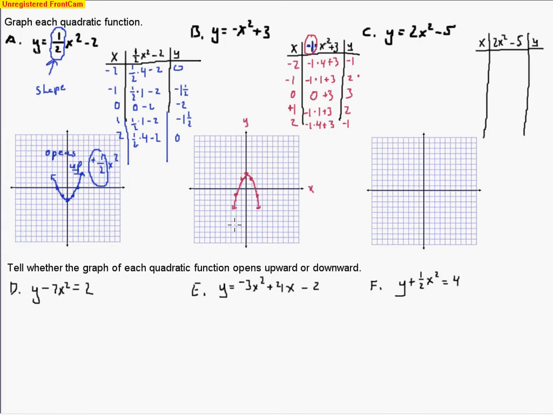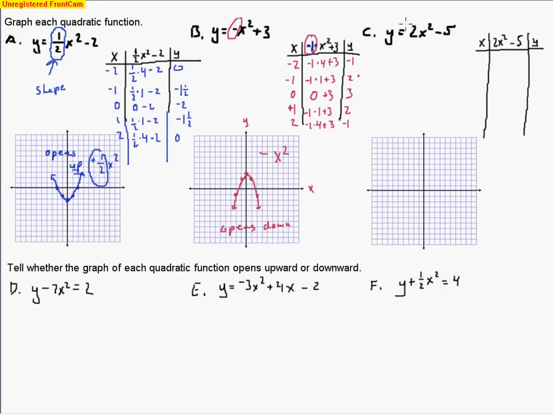And the reason this one opens down is because of what is happening to the x squared term. And what is happening? Well, it's being multiplied by this -1 right here. So whenever it's a negative x squared, that's going to end up forcing this to open down, because we're going to end up always taking the opposite of what we square. Well, we'll see that with this next one here. What do you predict it does?